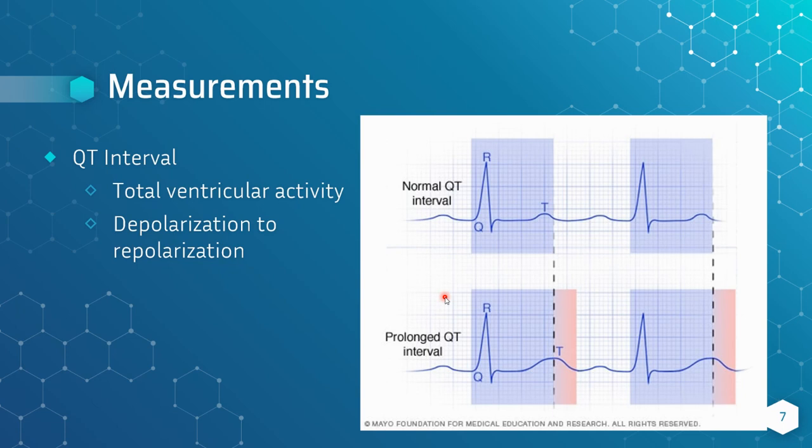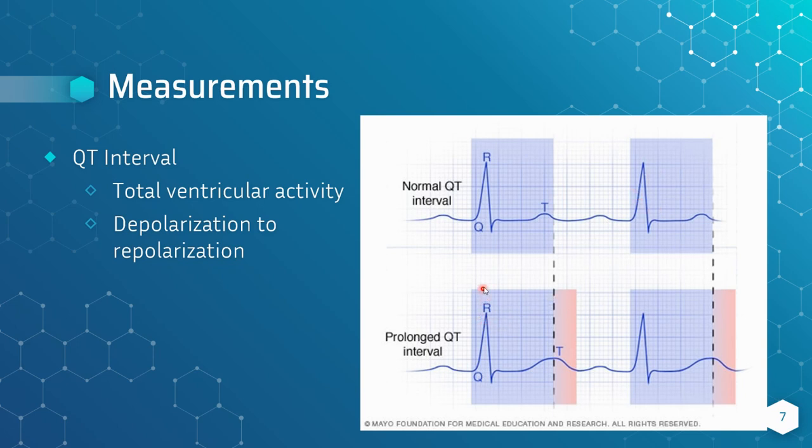And a rule of thumb, if you don't have a computer next to you and you want to get a QT, if you measure your first R to your next R and you take half of that, that gives you a baseline of what to look at. If it's less than that, it'd be considered a normal QT. If it's greater than that, then it would be considered a prolonged QT.